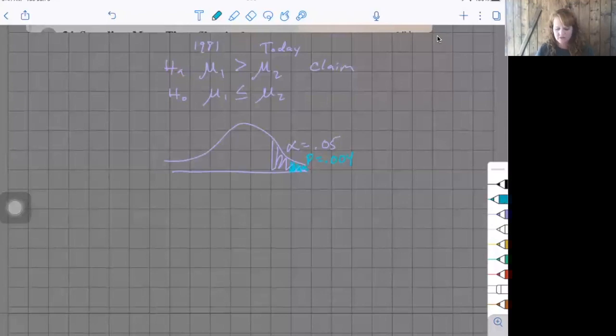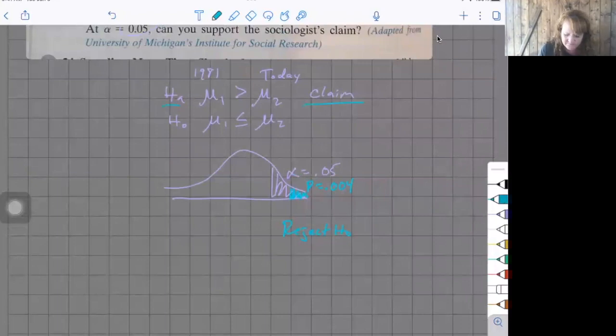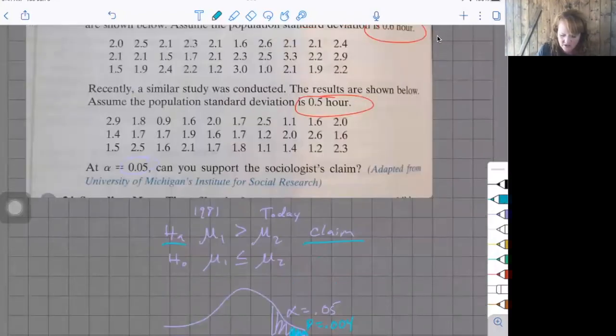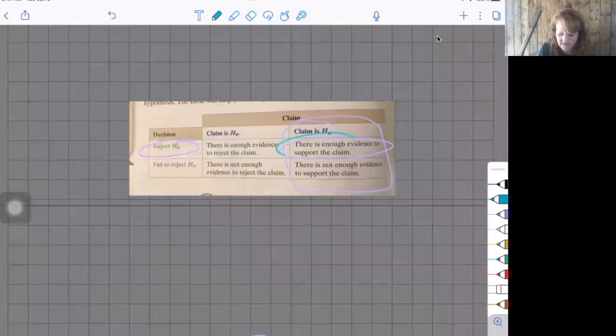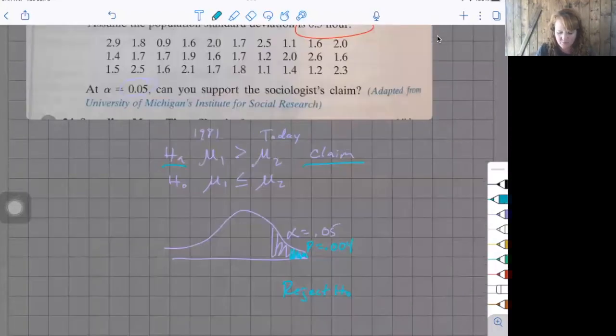If you did a z critical, your test statistic would be a bigger number than your critical value. So we are going to again reject H naught. HA is the claim. So that means that our conclusion is the same. There is enough evidence to support the claim.